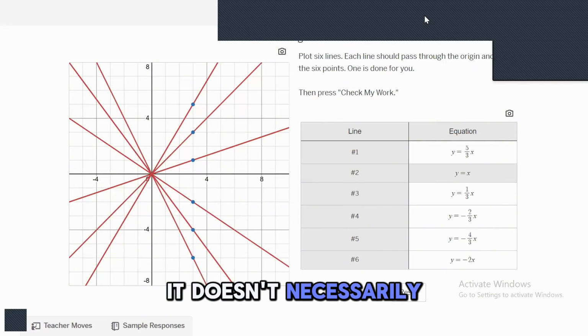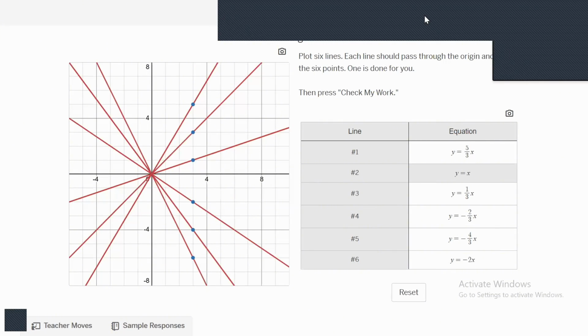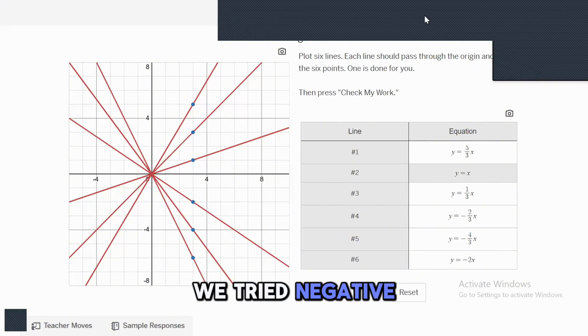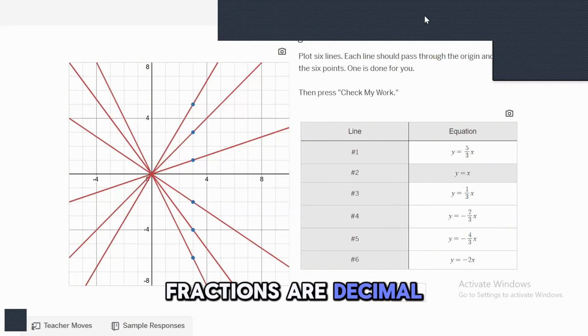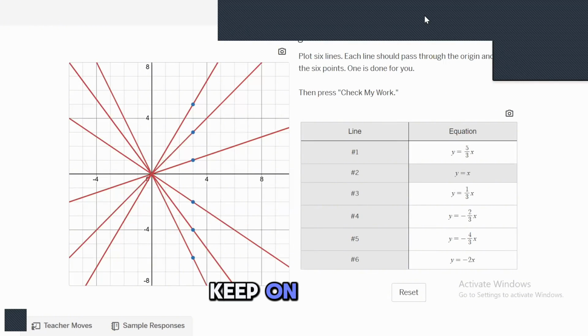It doesn't necessarily have to be numbers. But the important part is that we got close when we did -3/2. Right? And then we tried -3/4. But it's like, wait a minute, and so you gotta think to yourself, fractions are decimals. Just need to keep on trying it.